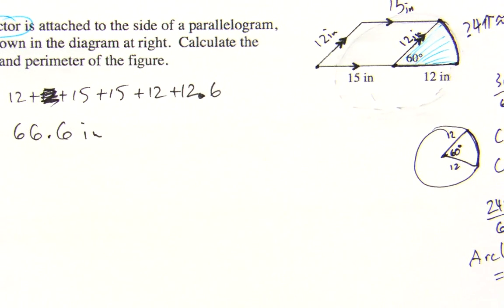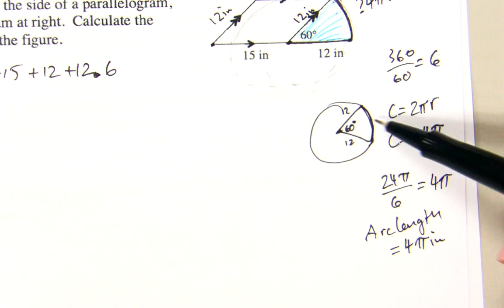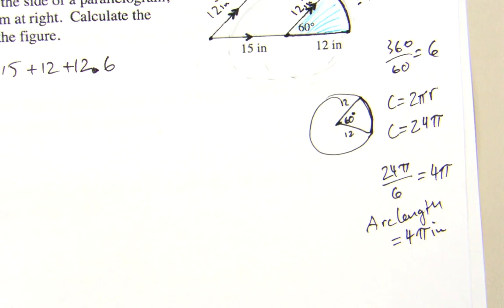66.6 inches. So we had 15 plus 15 plus 12 plus this 12. That's the perimeter, right? The outside pieces. So we use the circumference. The arc length of this little part right here was 4 pi, or known as 12.6.